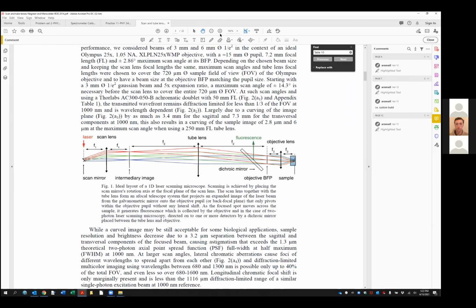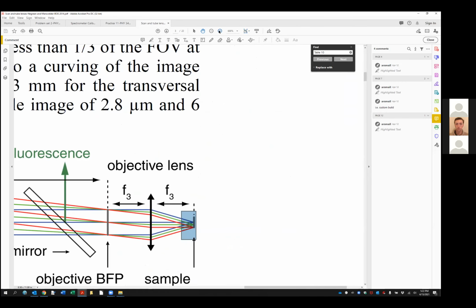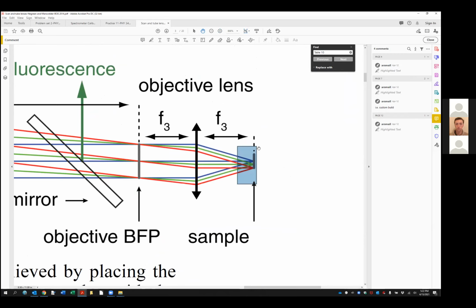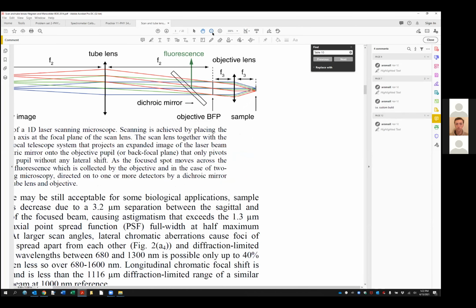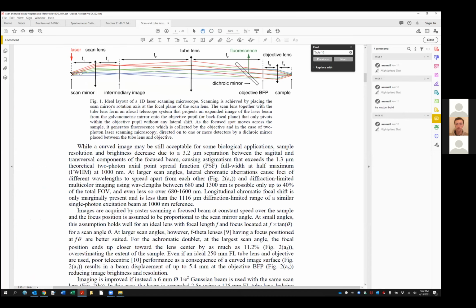And if we zoom in on this diagram, you will see that these three colors are focused at different points in the specimen. That's because through this long chain of mirrors, they came in initially at different angles.